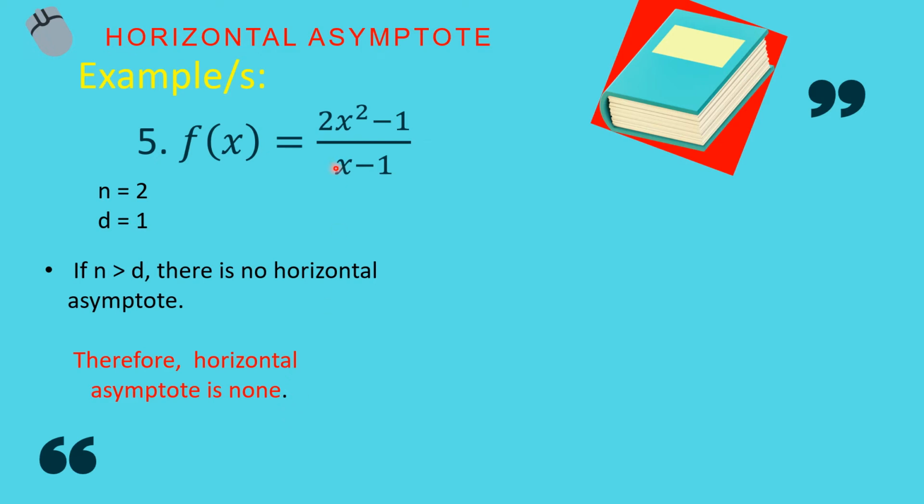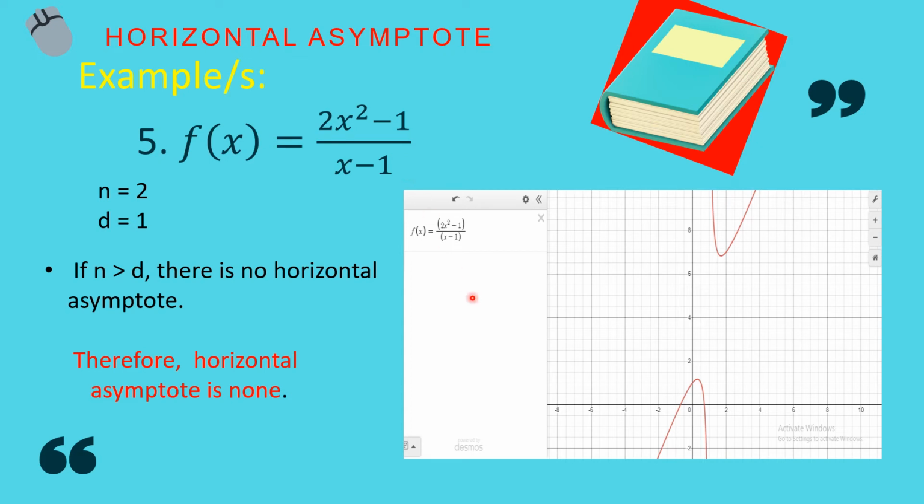Ipapakita natin ito dito sa ating graph. So, i-graph natin siya. Ayan, makikita ninyo yung graph natin, yung itsura ng graph natin is puro pataas and then pababa, okay? So, walang asymptotic dito sa lines na to. Therefore, etong example na to ay walang horizontal asymptote.